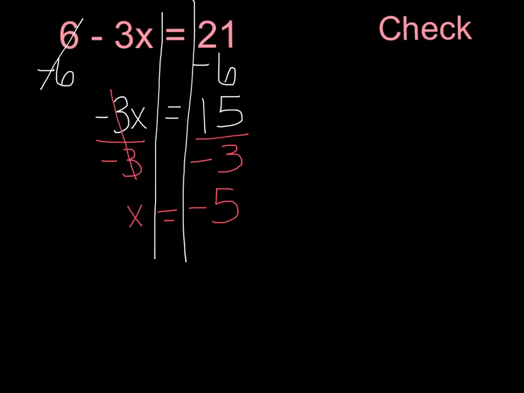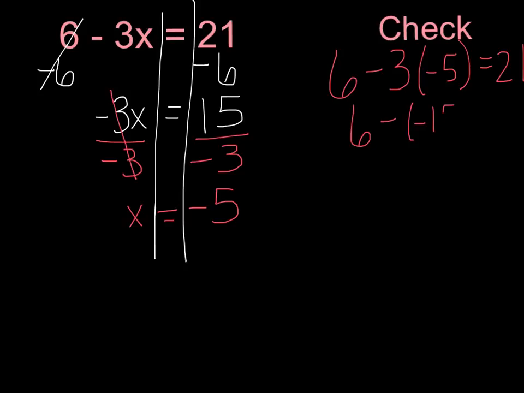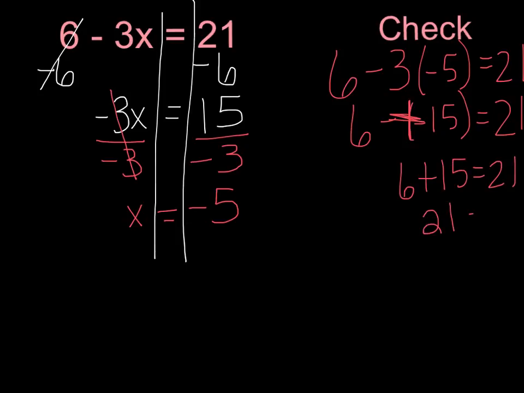So now we can check our answer. 6 minus 3 times negative 5 equals 21. So 3 times negative 5 is negative 15. Minus a negative becomes a positive. So 6 plus 15, and 6 plus 15 is 21. So these answers do check out.